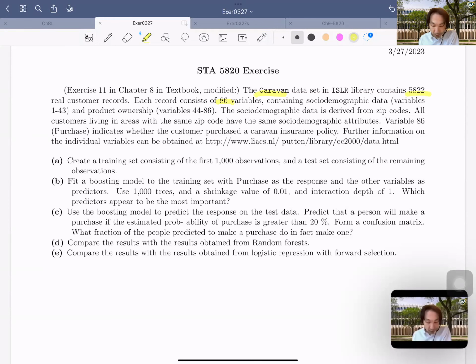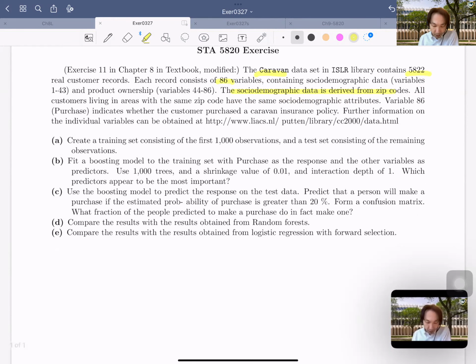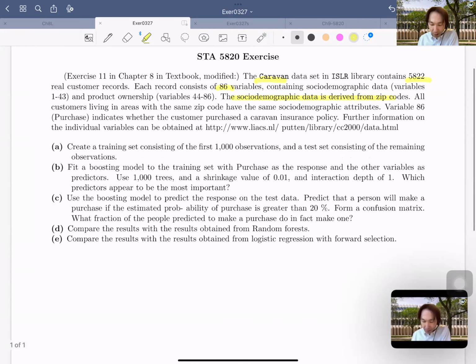Yes, the socio-demographic data is derived from the zip codes. The zip code is just one column, but it is connected to income level, crime rate, maybe some racial decomposition, the educational level, and many other variables. All customers living in the area with the same zip code have the same socio-demographic attributes. So we have a kind of factor variable, but with many values.